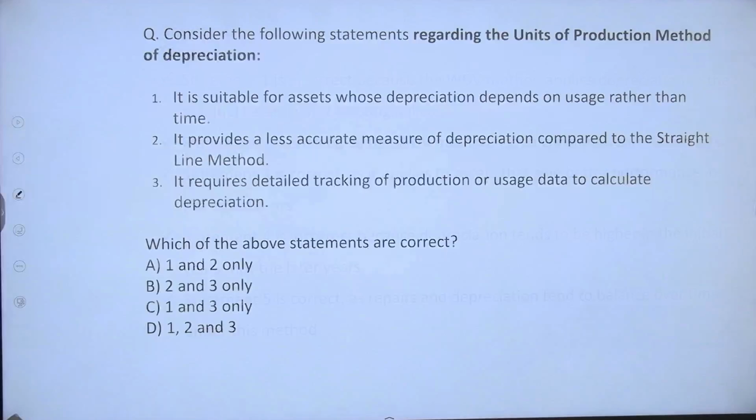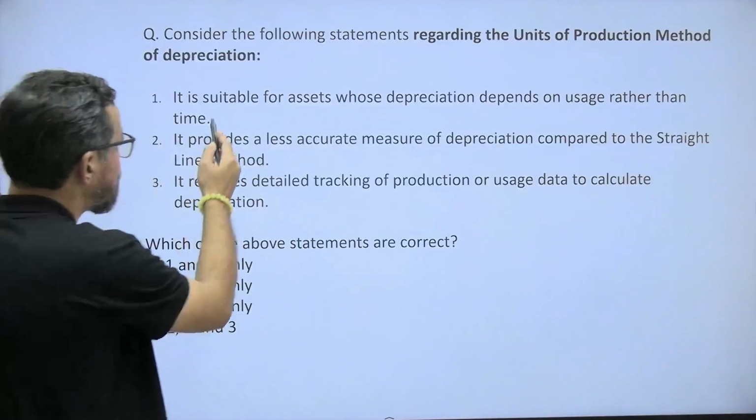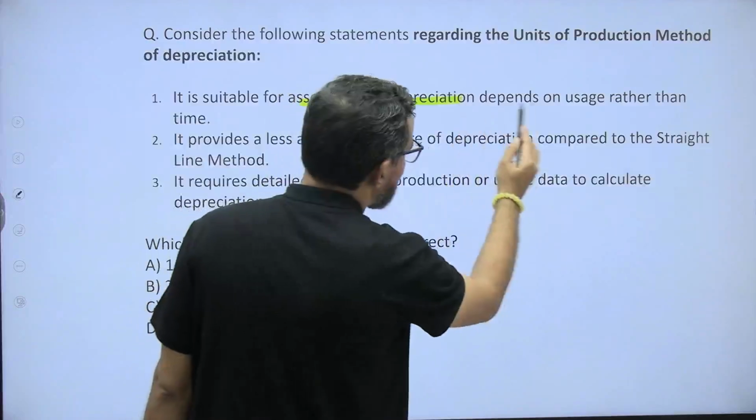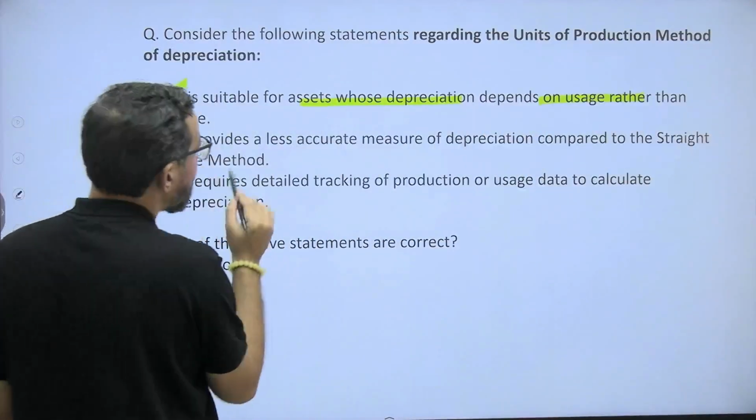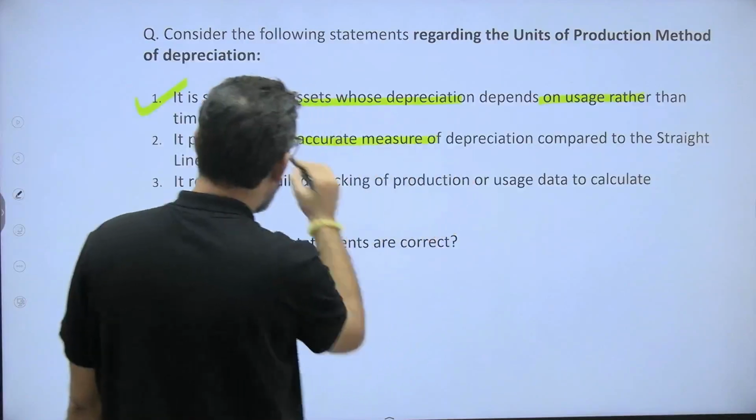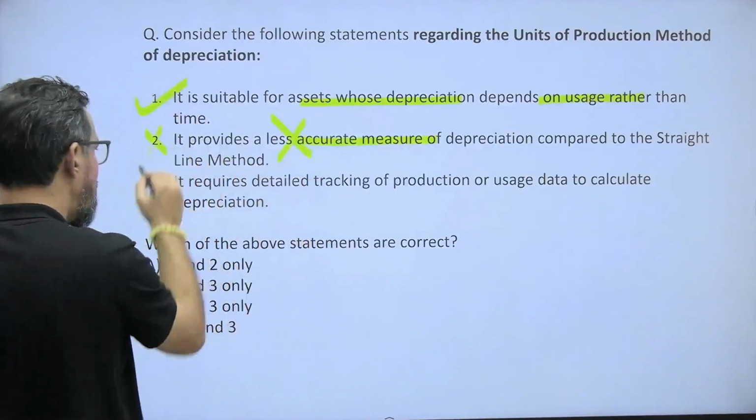Correct? Next one. Consider the following statements regarding the unit of production method. It is suitable for assets whose depreciation depends on usage rather than time. 100% true. It provides a less accurate measure. It provides a more accurate measure according to usage.